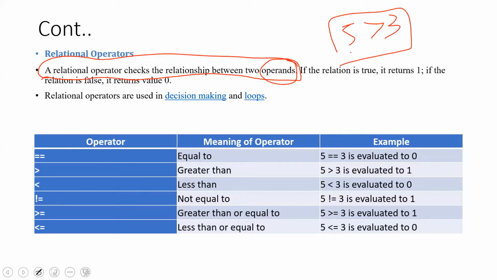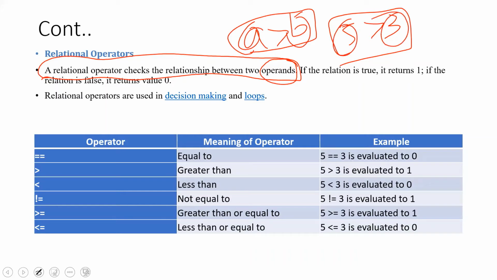Means you are going to check it. I can say that A is greater than B. I am going to check it. So these we call operands. Operands may be a value or, sorry, a variable. And if the given relation is satisfied, then it is going to return 1.